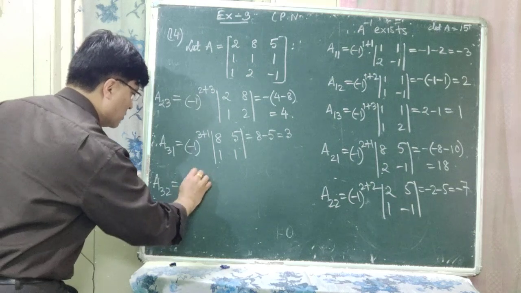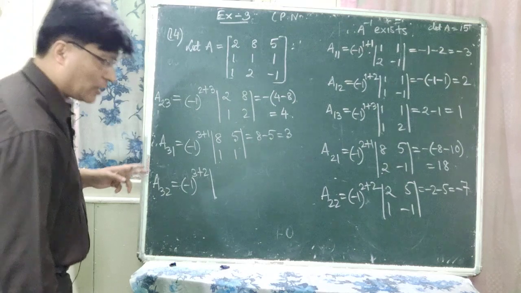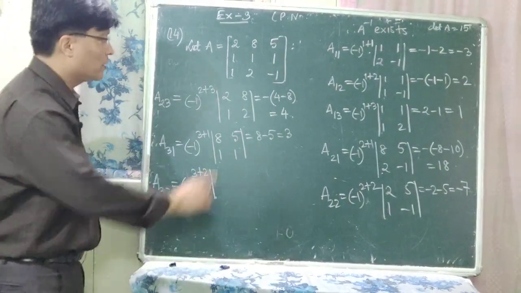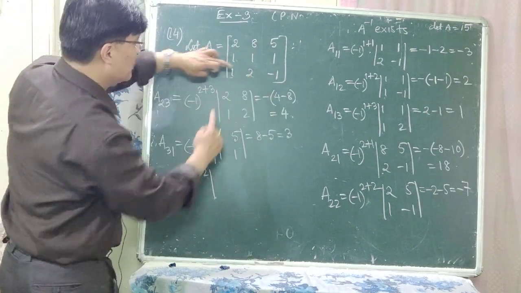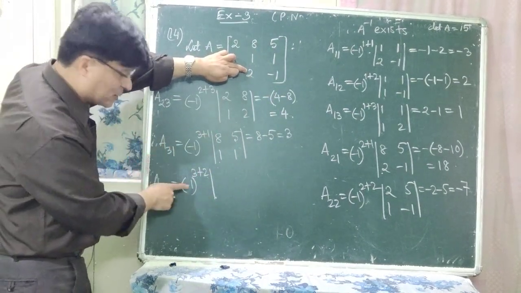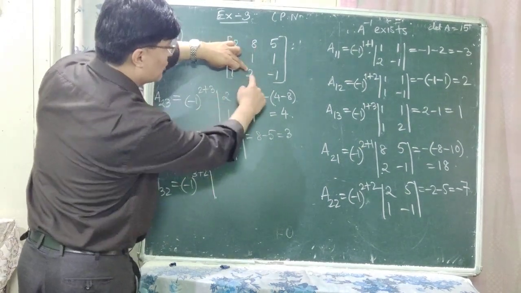And next comes A32. So it is minus 1 to the power 3 plus 2. Now we have to find out the cofactor of the element belonging to the third row and second column. It's third row and second column. That means 2. You have to find out the cofactor of 2. We have already considered the sign. Now delete the row and the column through the element 2. That means third row and second column are deleted.